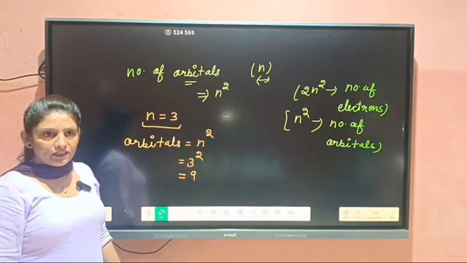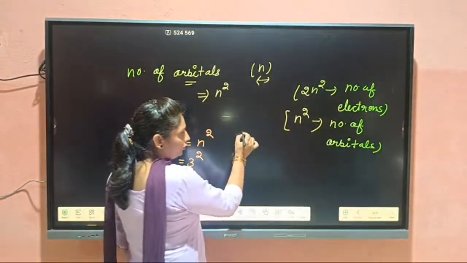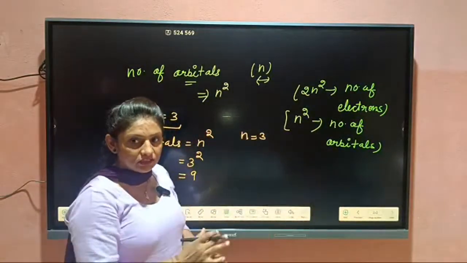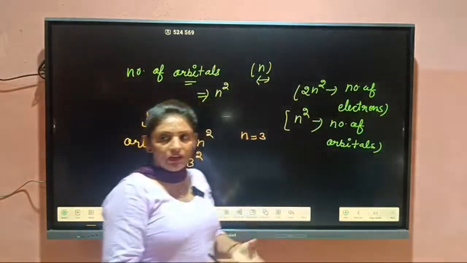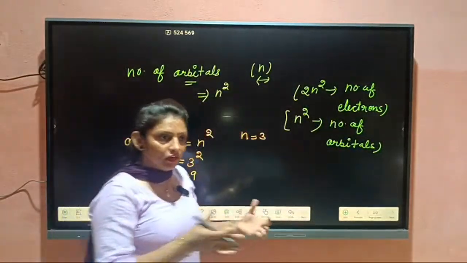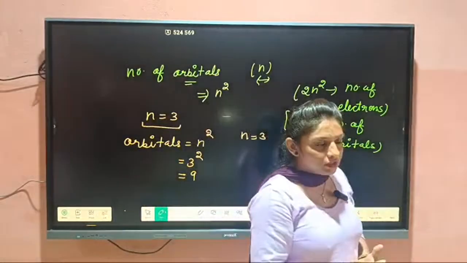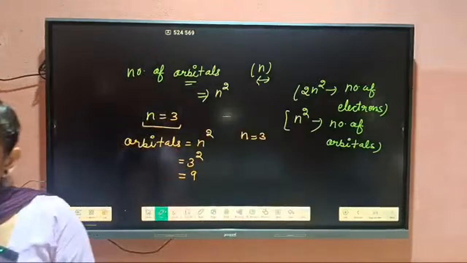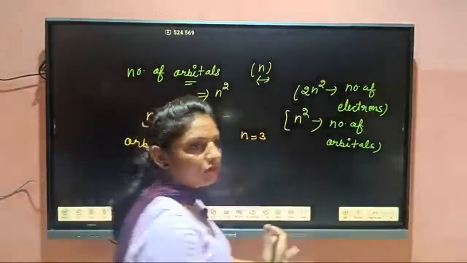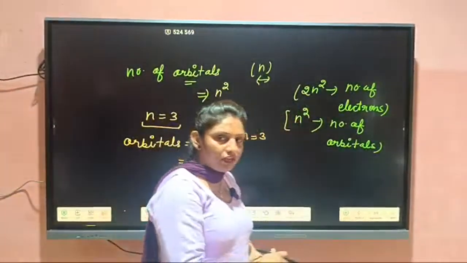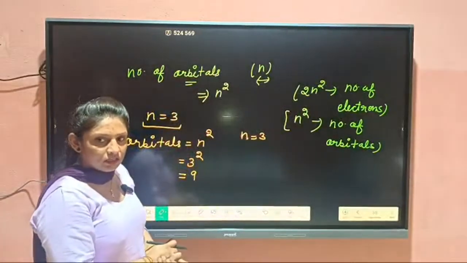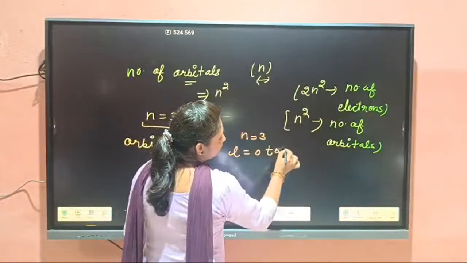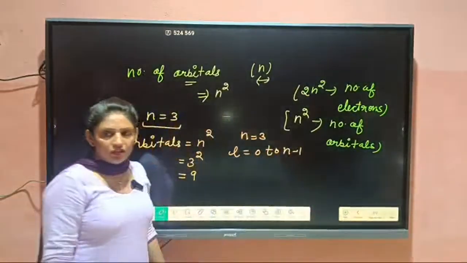How can you say that? For the value of n is 3, what will be the value of l? We have already discussed in the previous class. l is the azimuthal quantum number, angular quantum number. If we know the value of the principal quantum number, we can calculate the azimuthal quantum number also. So how can we calculate? 0 to n minus 1.